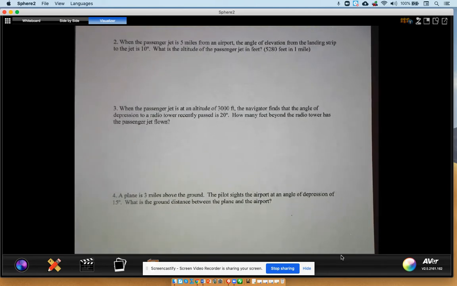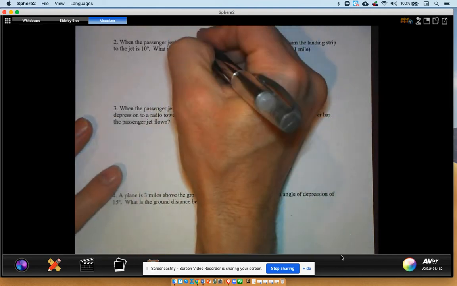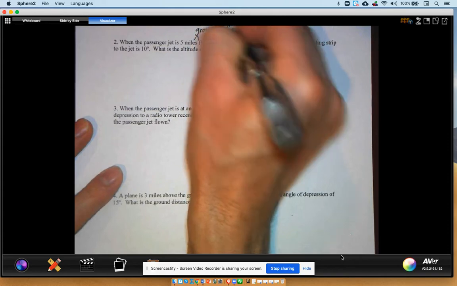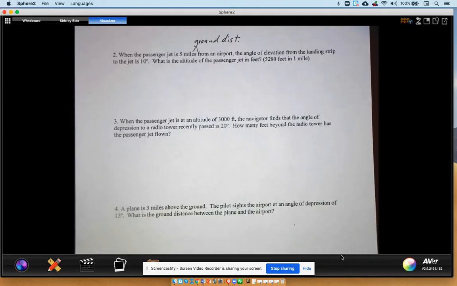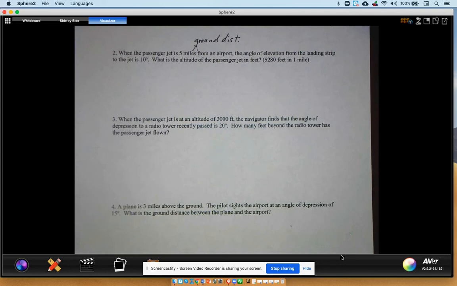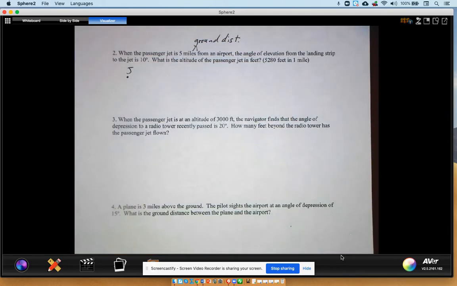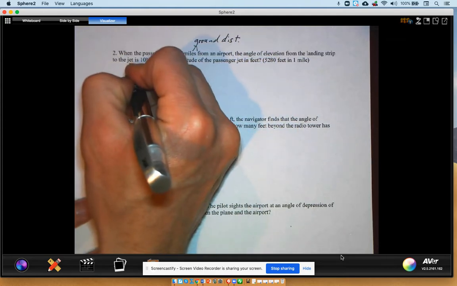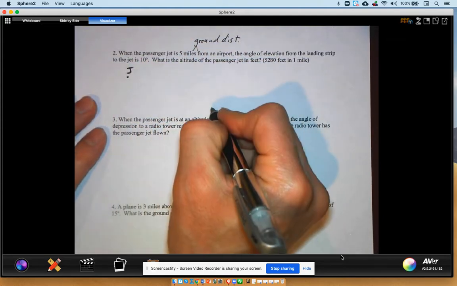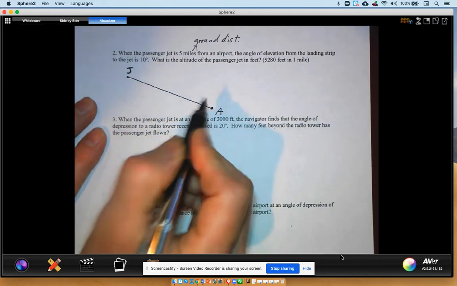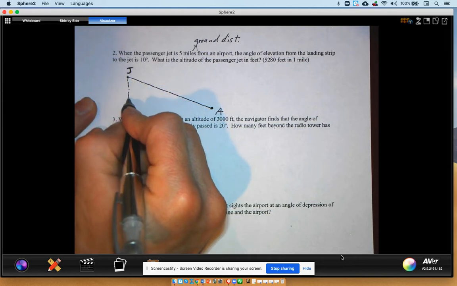So there's a passenger jet that's 5 miles from an airport. We're going to say 5 miles ground distance from an airport. And it'll be labeled clearly if you take a quiz on this. The angle of elevation from the landing strip to the jet is 10 degrees. Now, again, I can't draw a jet very well, so we'll just call that a jet up in the air. Passenger jet's 5 miles from the airport. So here's the airport, A for airport. So the jet is 5 miles ground distance from the airport.